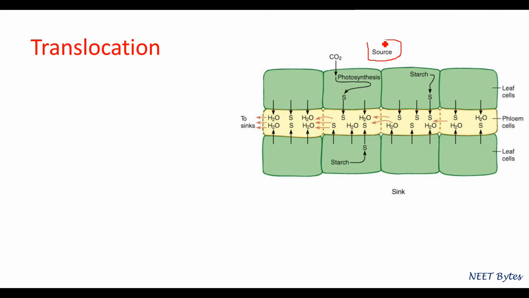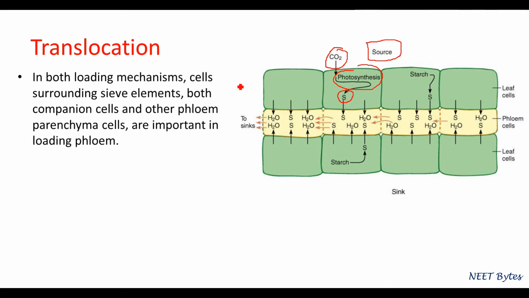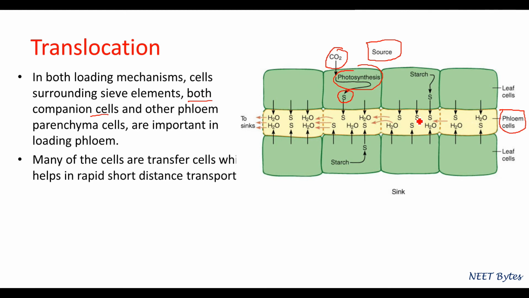Now have a look at this diagram. This diagram shows the source where photosynthesis happens. You can see this is the area where photosynthesis is happening, and the sugar is being converted into starch. The cells surrounding the sieve elements, both companion cells and other phloem parenchyma cells, are important in terms of loading. You can see this is the sieve element, which is surrounded by phloem parenchyma cells as well as the companion cells.